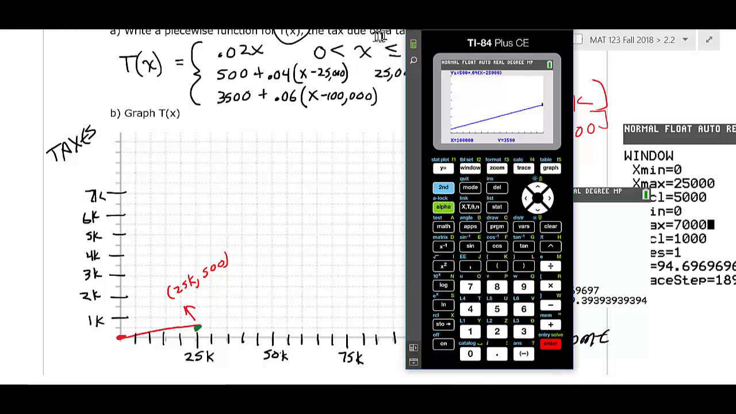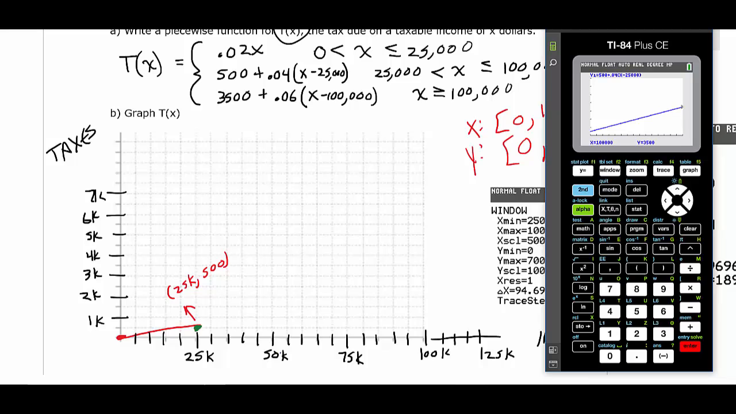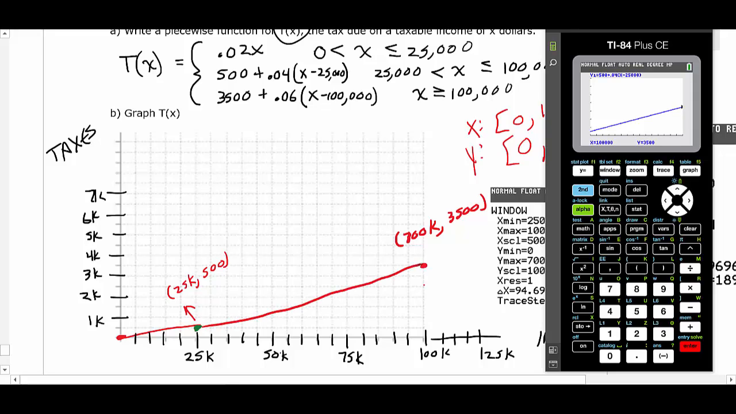So what you do here is you go all the way over to 100,000, and you would go up 3,500, and just label that. If you're not getting it on your calculator, don't worry about it. Get it labeled. So that's 100,000, comma, 3,500 like that. Then the next part is that line like that. And then we've got one more thing to do. We do the last one.